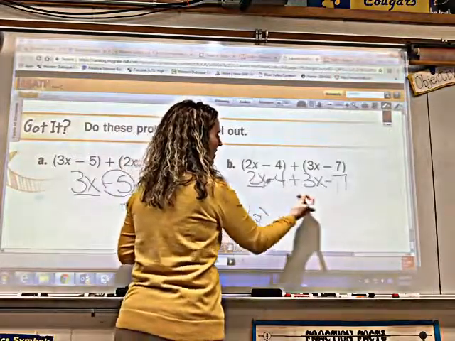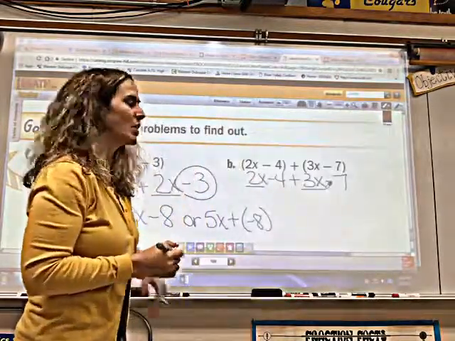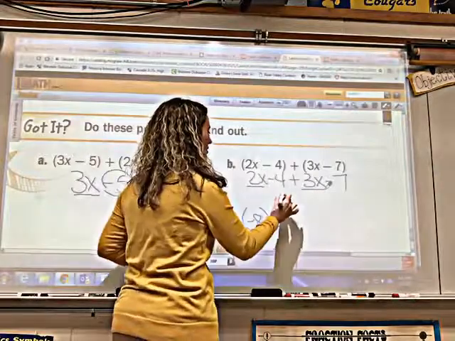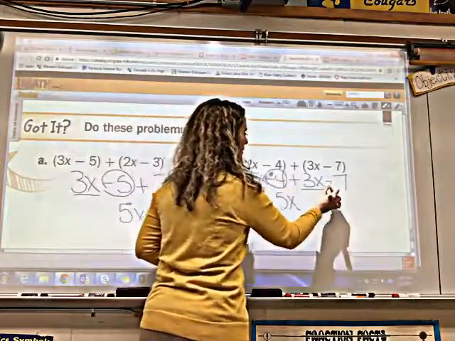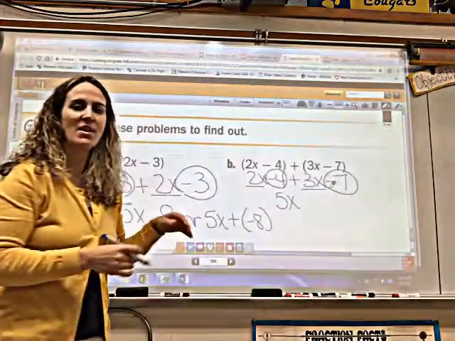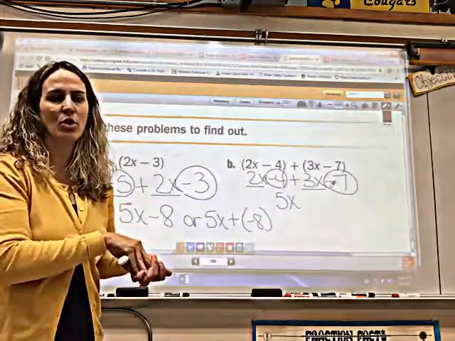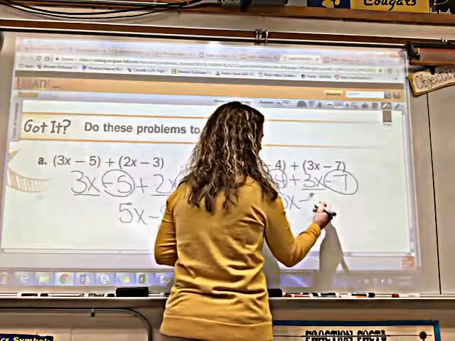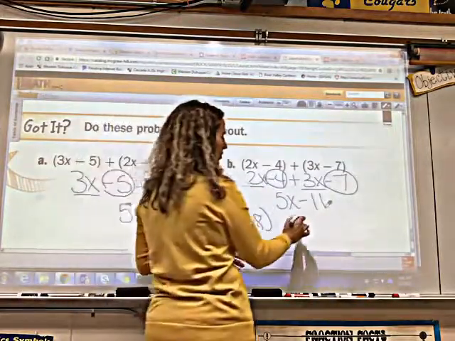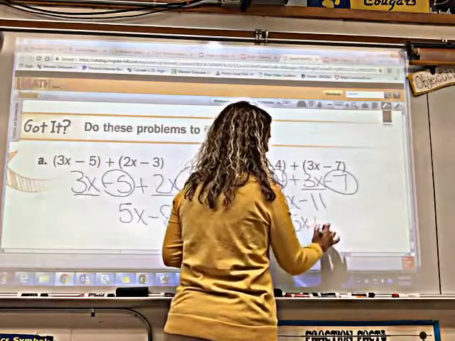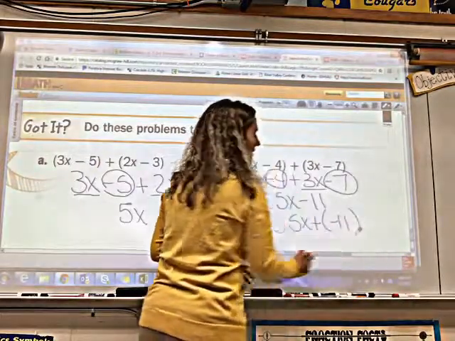So looking at what's alike, or what my like terms are, 2x's and 3x's, so I end up with 5x's, and then I have a negative 4 and a negative 7. If I have 4 negatives and then I'm adding 7 more negatives to it, that's going to give me 11 negatives. So I could write it as 5x minus 11, or I could have 5x plus negative 11.